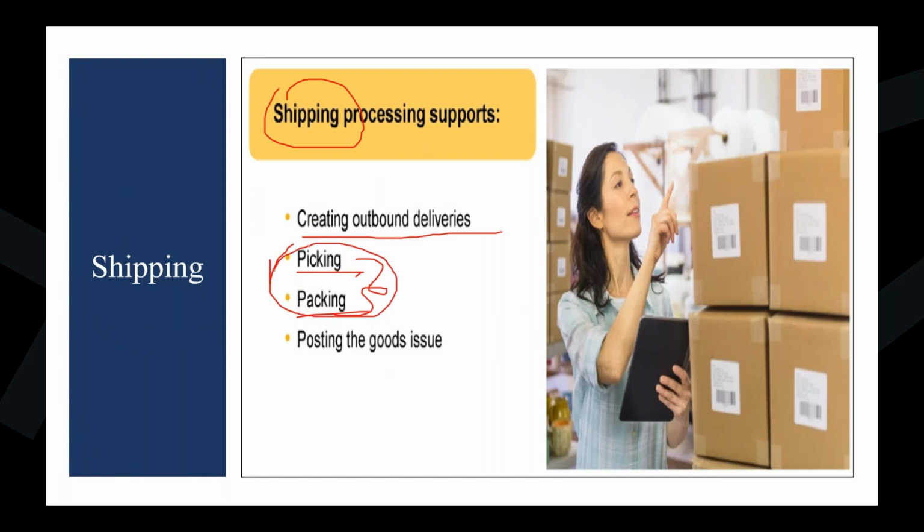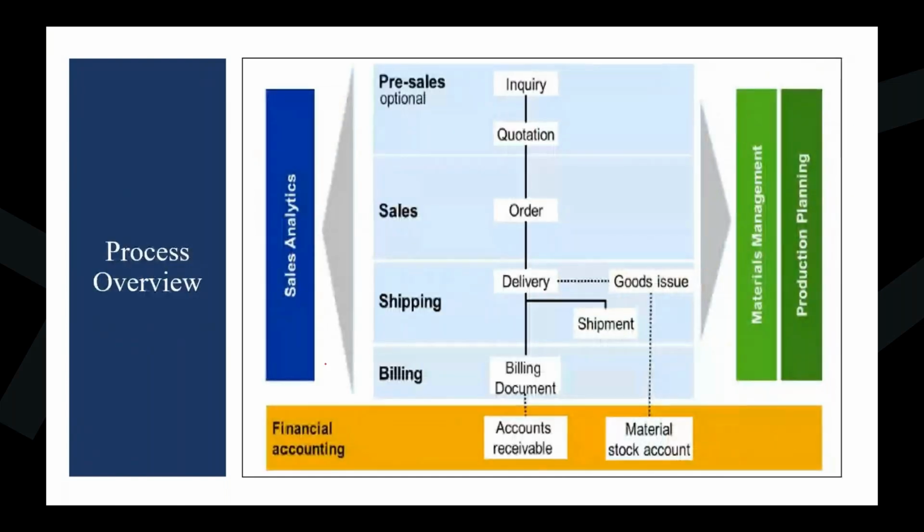These steps are used if they have the WM module in place, WM or AWM. Finally, you will do the post goods issue. Posting the goods issue means you deliver the product to the customer. So this is the flow we are talking about all the time.